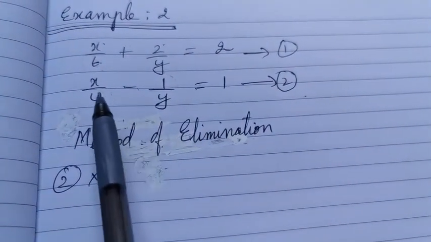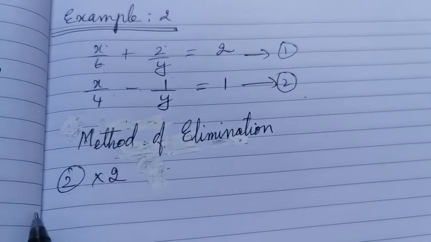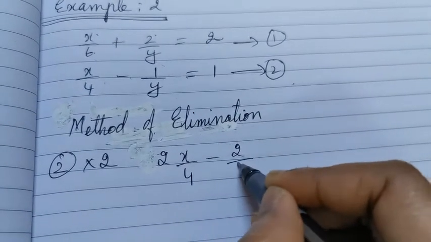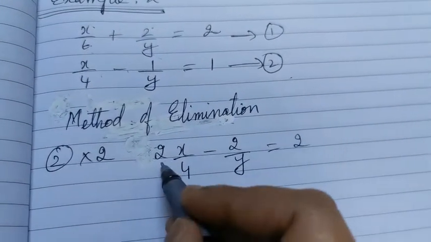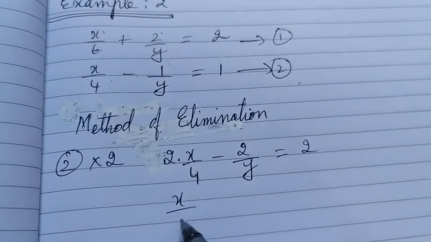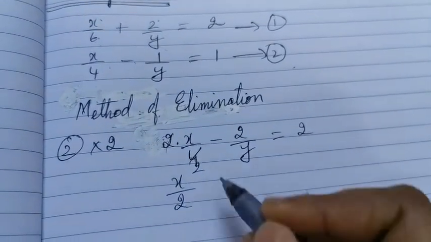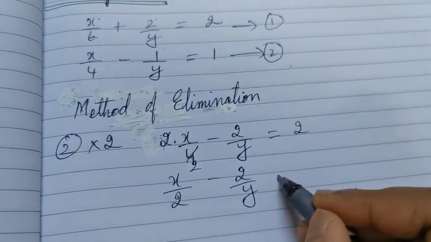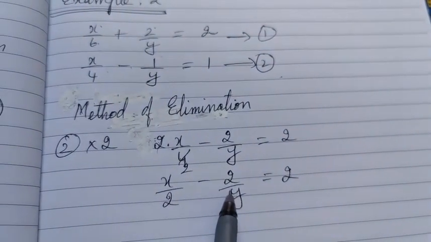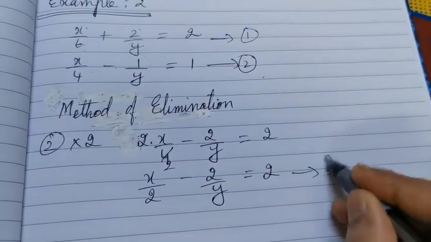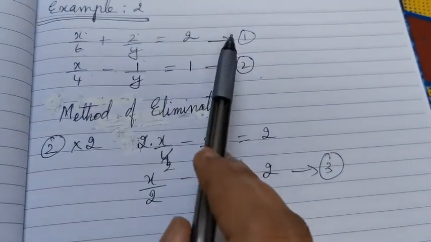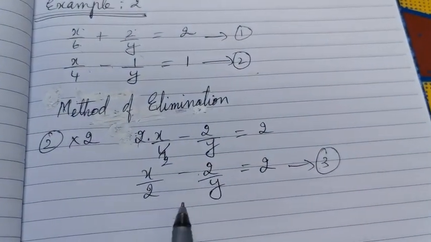So when you multiply this entire equation with 2, it becomes 2 into x by 4 minus 2 by y is equal to 2. Now 2 and 4 will get cancelled. It will be simplified as x by 2. 2 2s are 4. Minus 2 by y is equal to 2. Now this became in the form of 2 by y. So this is my third equation. Now I have a plus 2 by y and a minus 2 by y. Now if I add 1 and 3, I can eliminate 2 by y.